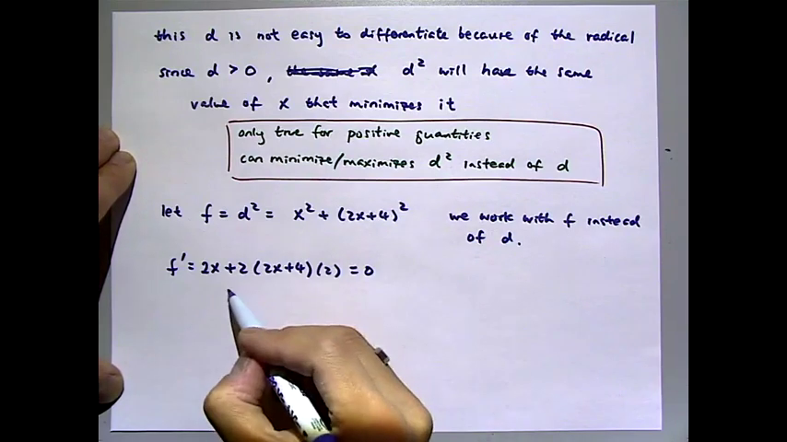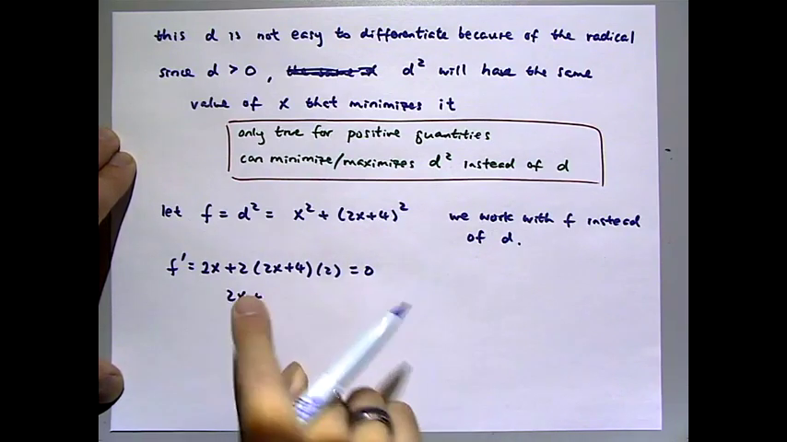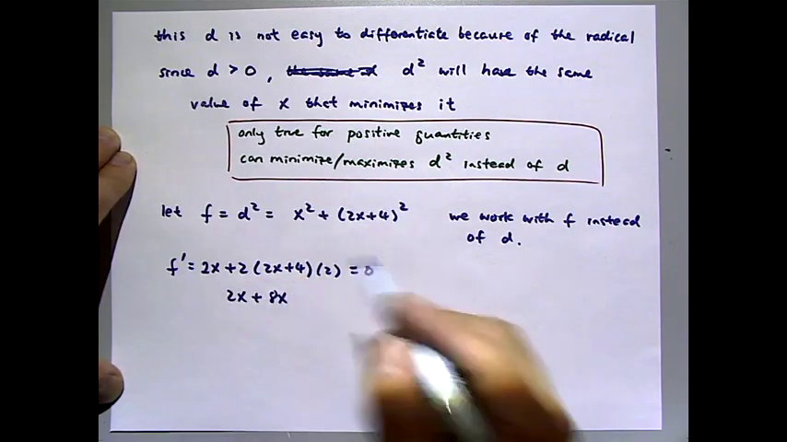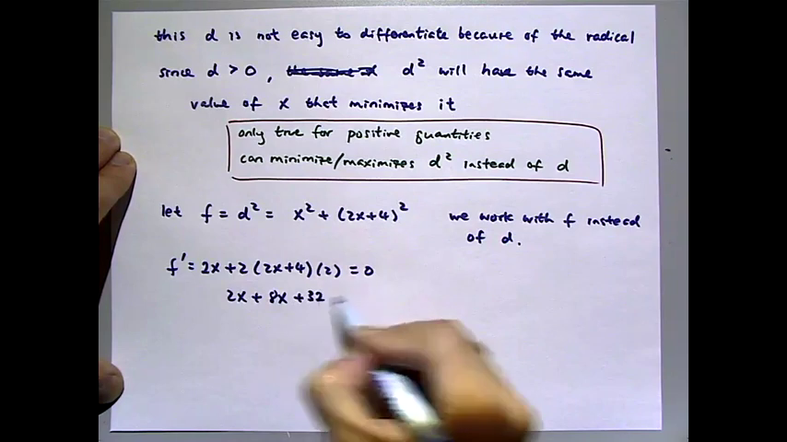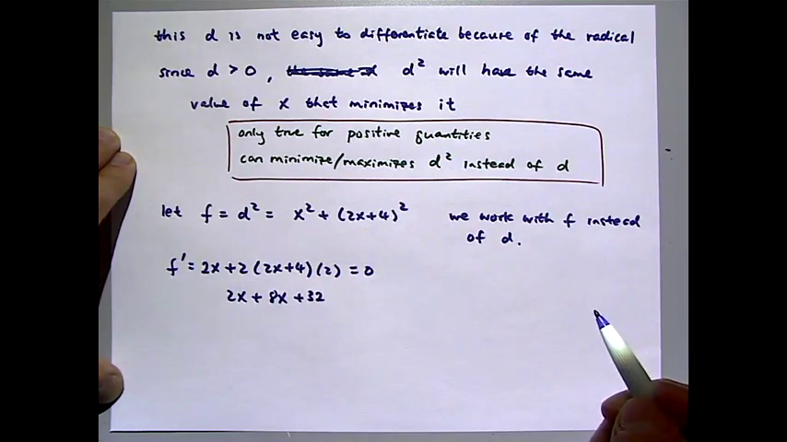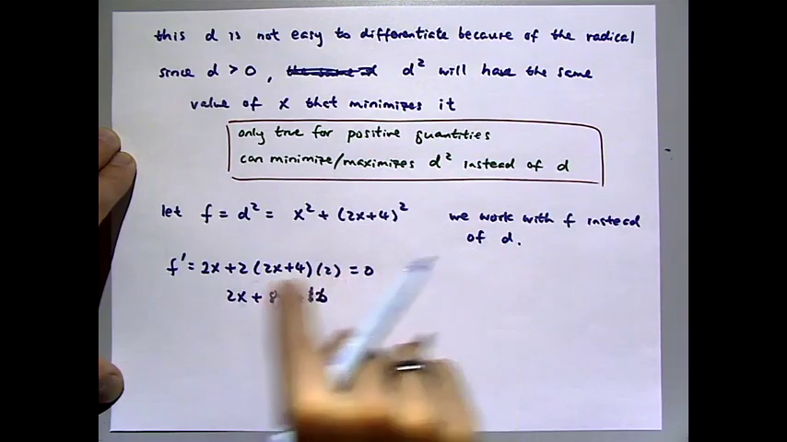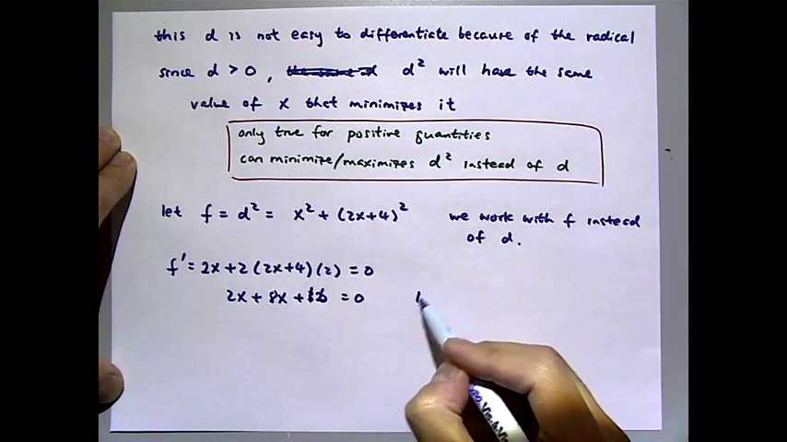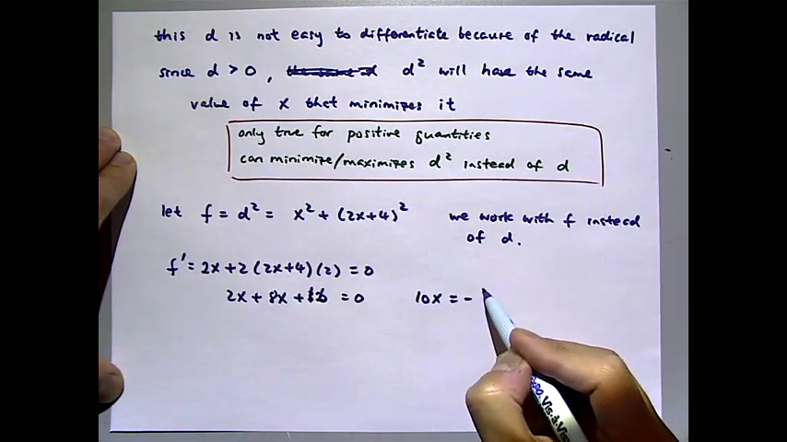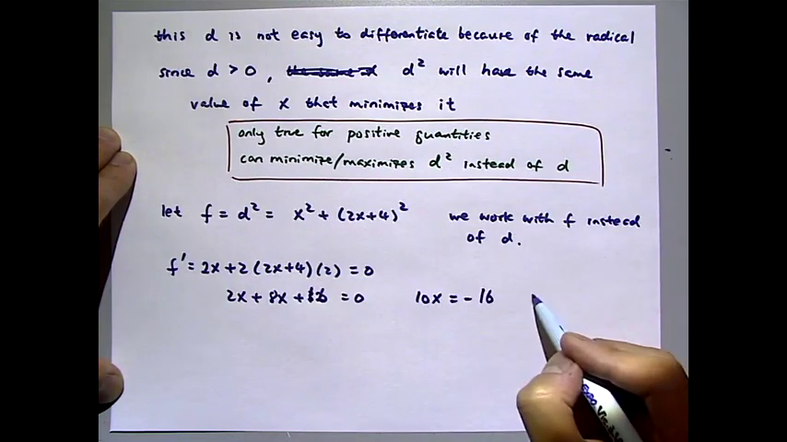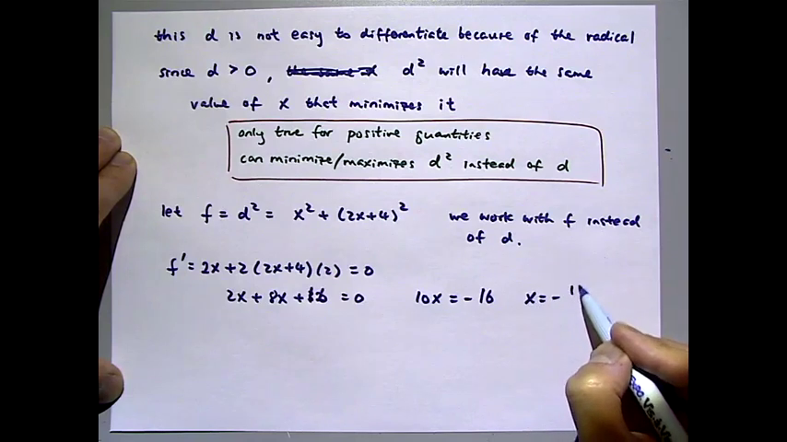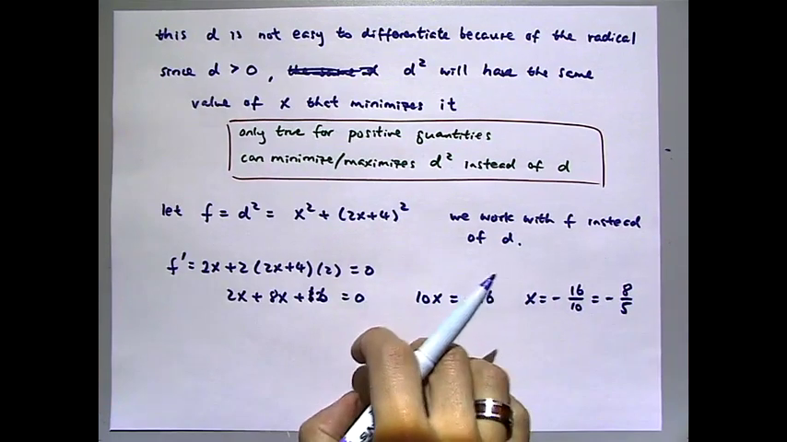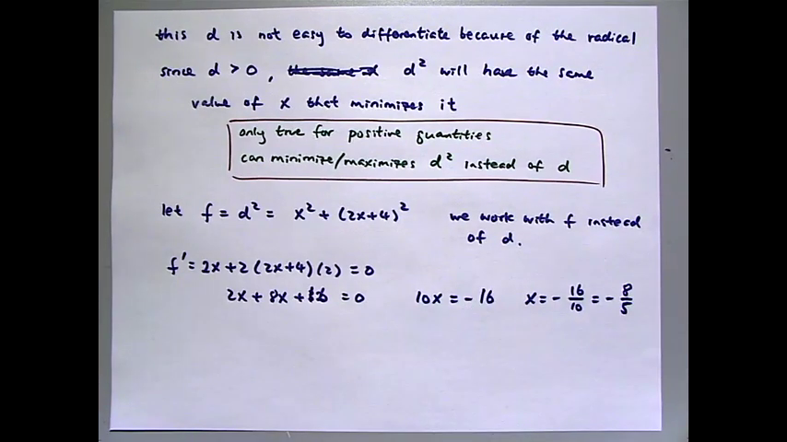Let's solve for that. What do we get? We get 2x plus 2, 2, 2, and that's 8. 4, 8, 32. No, 16, sorry. 2 times 2 times 4, right? Equal to 0. So that means 10x is equal to negative 16. X is equal to negative 16 over 10, equal to negative 8 over 5. Right?